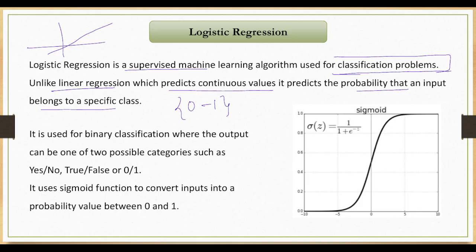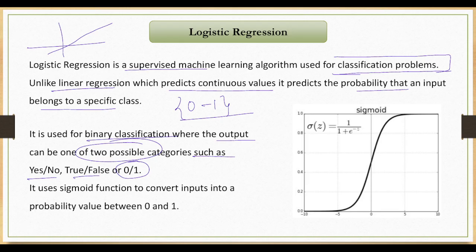So this will predict the probability value, and according to that value we will classify the problem. We classify according to the given probability. This is used for binary classification where the output can be one of two possible categories, such as yes or no, true and false, or 0 and 1. So these will be the categories for binary classification.